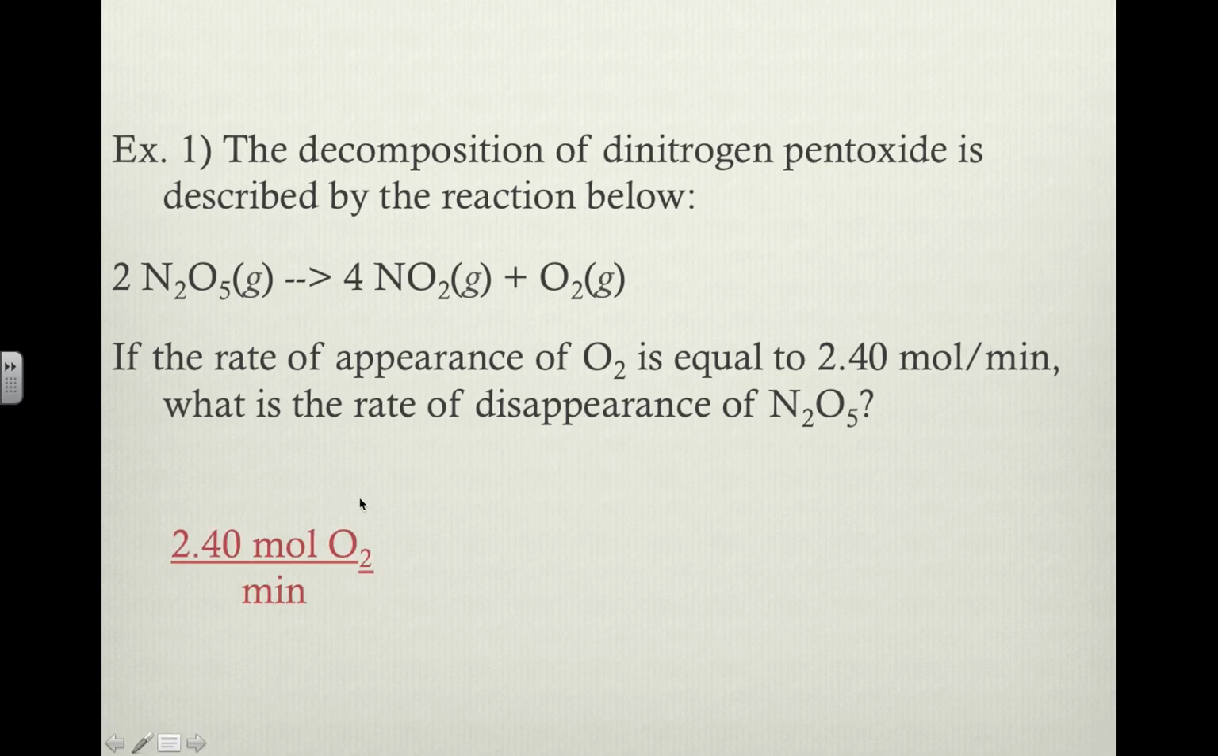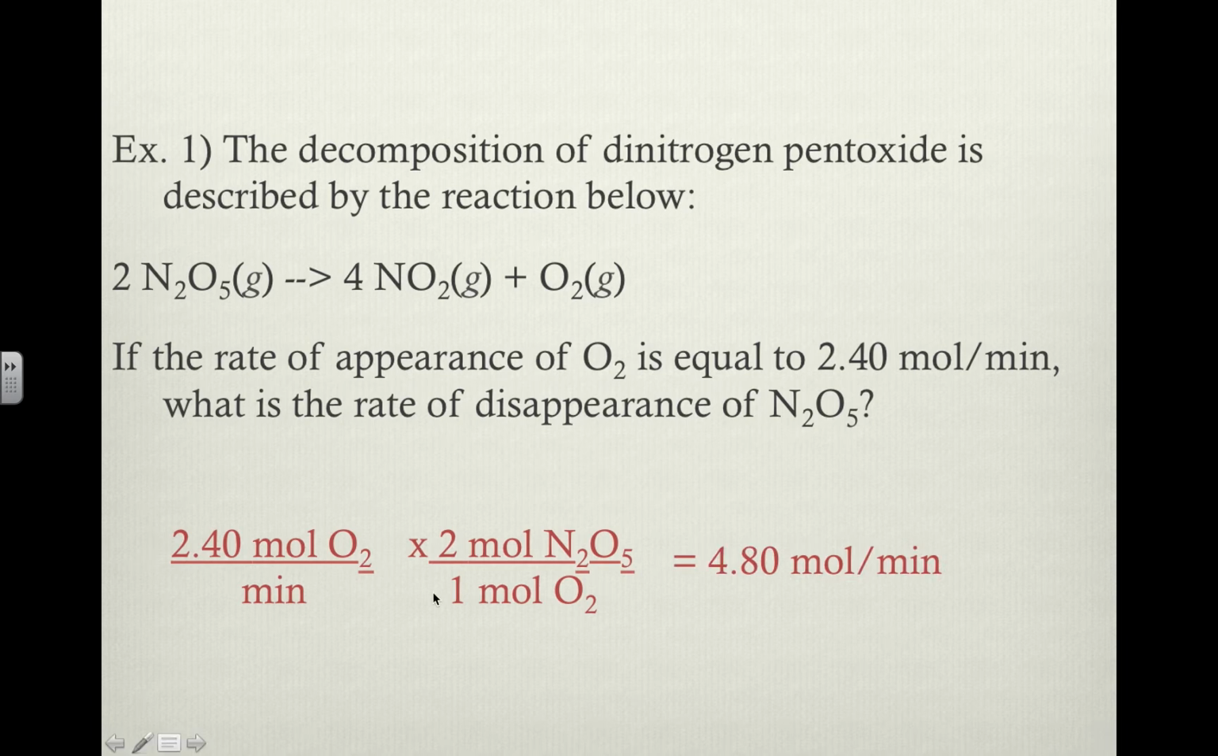We're producing 2.4 moles of oxygen per minute. Well, if I look at this balanced equation, there's 1 mole of oxygen for every 2 N2O5s. So I'm going to multiply out my mole ratio. My oxygens will cancel out, and I'll get 4.8 moles of N2O5 per minute that's disappearing, or being consumed.